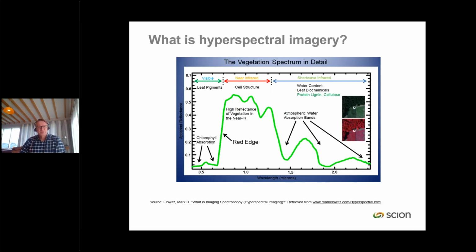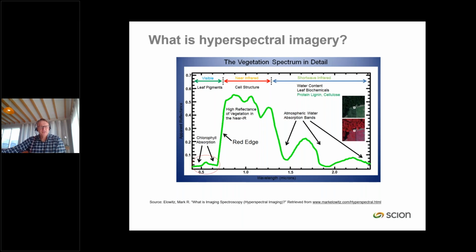We also collected hyperspectral imagery from the plants, and I just wanted to briefly talk a bit about hyperspectral imagery because it may require a little bit of explanation. So hyperspectral imagery basically measures reflectance across a large part of the electromagnetic spectrum. And that's what you're looking at in this figure. The green line is a typical reflectance for vegetation across the electromagnetic spectrum.